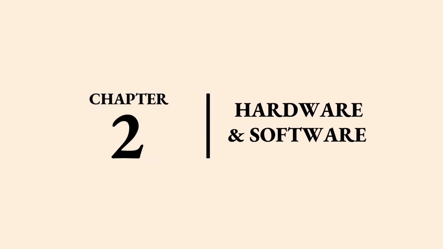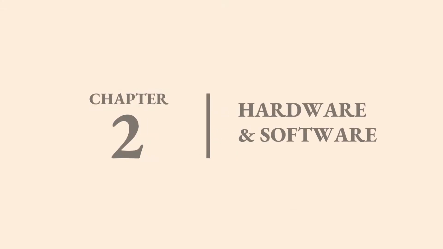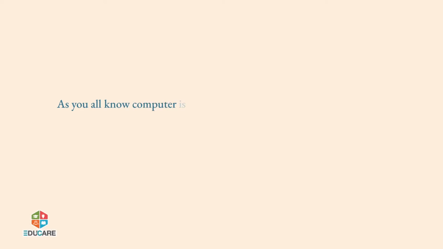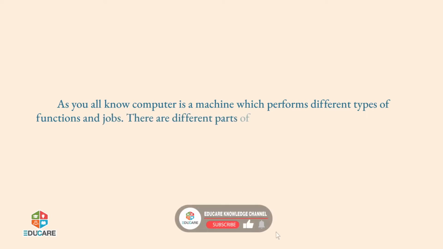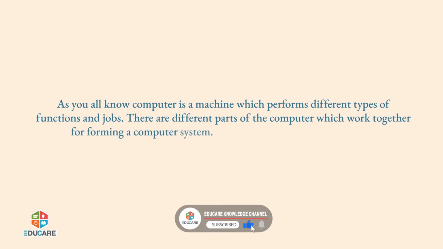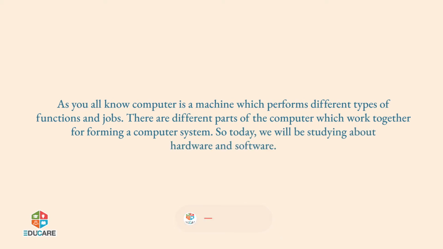Chapter 2: Hardware and Software. As you all know, computer is a machine which performs different types of functions and jobs. There are different parts of the computer which work together for forming a computer system. So today we will be studying about hardware and software.